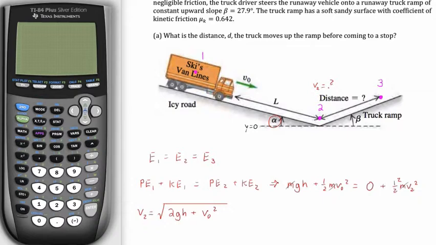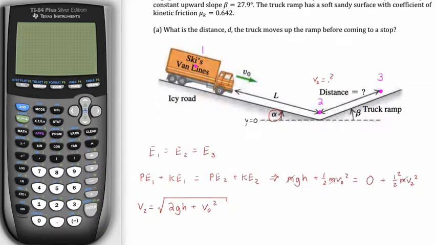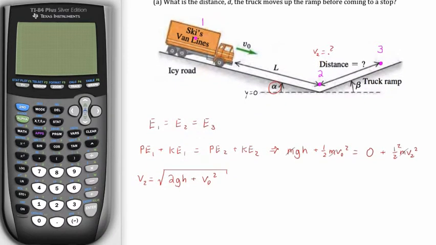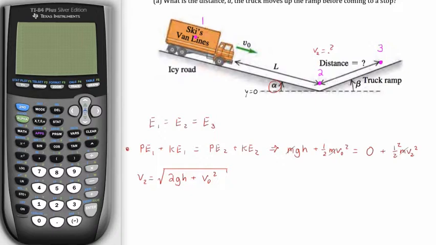I'm going to leave that in symbolic form so we can use it in our next step. Now what we want to do is consider what's happening between points 2 and 3.